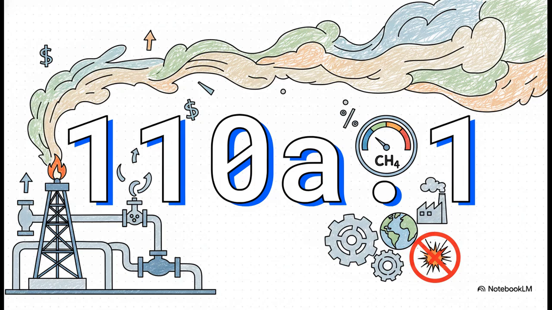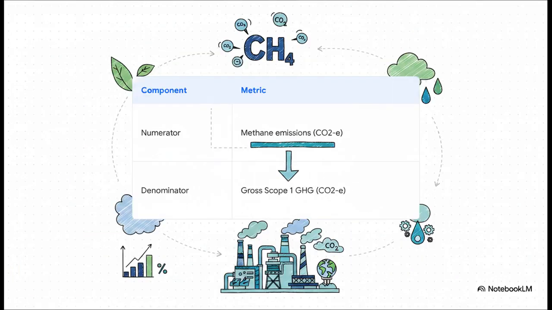It's an incredibly potent greenhouse gas, so naturally, investors and regulators want to see exactly how much of your overall Scope 1 footprint is being driven by this highly volatile gas. And the math here is pretty straightforward. The standard gives us a very precise formula. You just take your numerator, which is your methane emissions, convert it into metric tons of CO2 equivalent, and you divide it by your denominator, your total gross global Scope 1 GHG emissions, also in metric tons of CO2 equivalent. It's just a straight division, CO2e divided by CO2e.